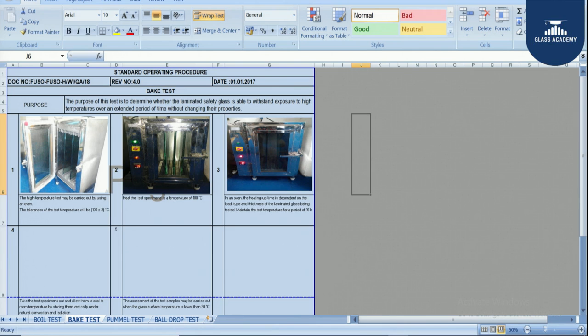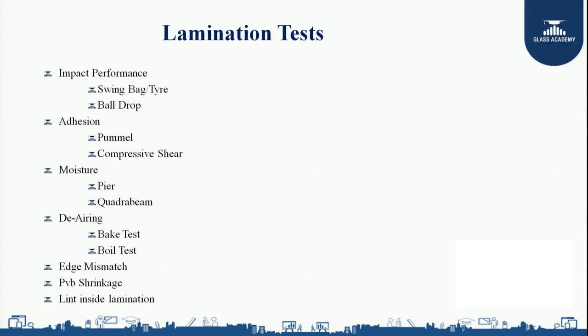I will check for bubbles or any discoloration, and at a particular temperature where the bubbles start to form, I will be noting the temperature. The minimum temperature that glass has to withstand is 135 degrees centigrade, and beyond 135 I need to see up to what level my glass is able to withstand. So basically with the help of the bake test I am able to see the durability of the glass at high temperature. Now we are going to see the lamination tests.